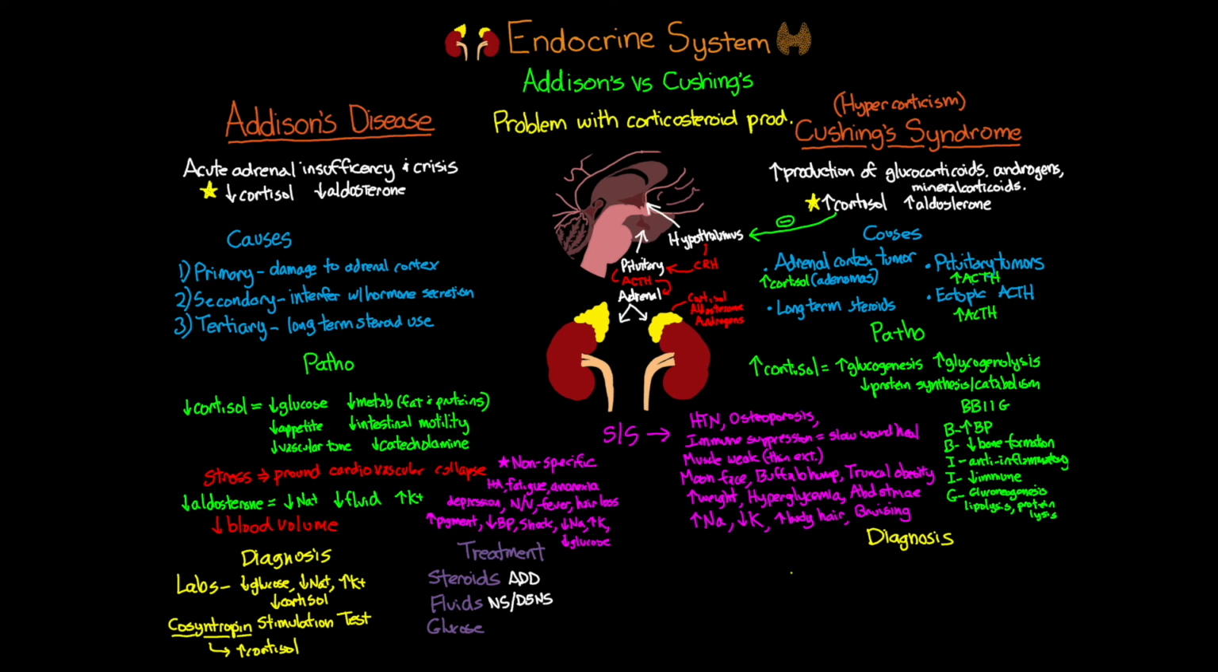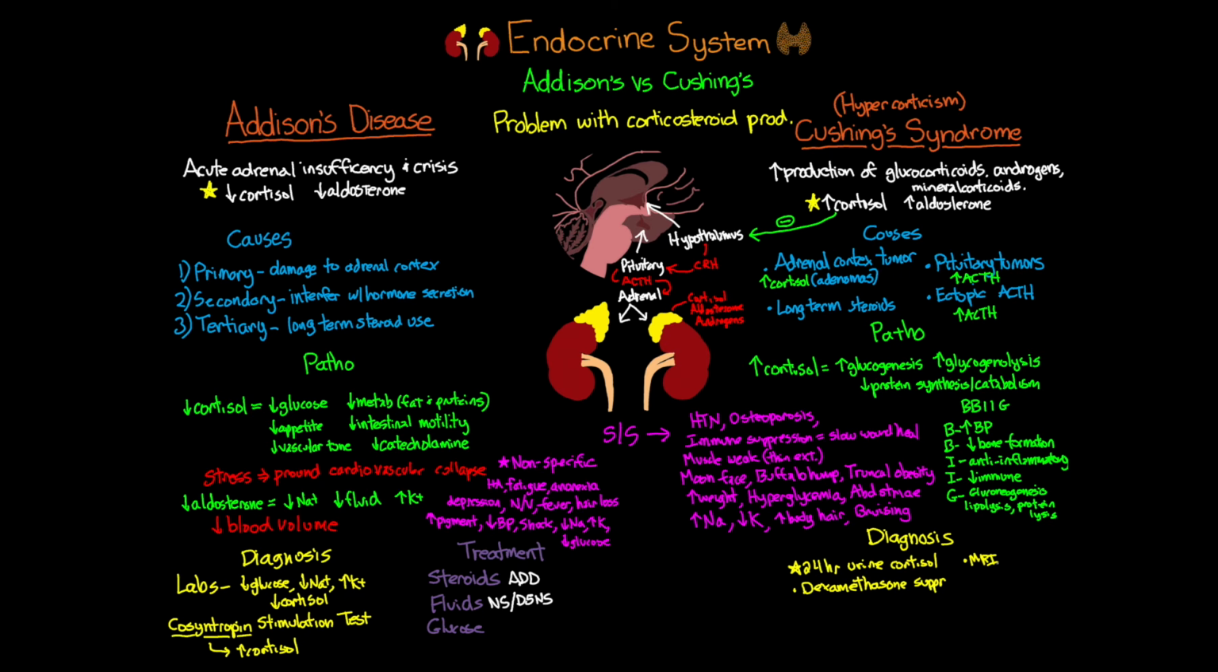So really our gold standard for this is going to be the 24-hour urine free cortisol. But we can also do what we call the dexamethasone suppression test. And so if we give a dose of dexamethasone, we should see the body respond by suppressing the endogenous cortisol production. You could also look at imaging studies like an MRI, particularly of the head, chest, or abdomen.